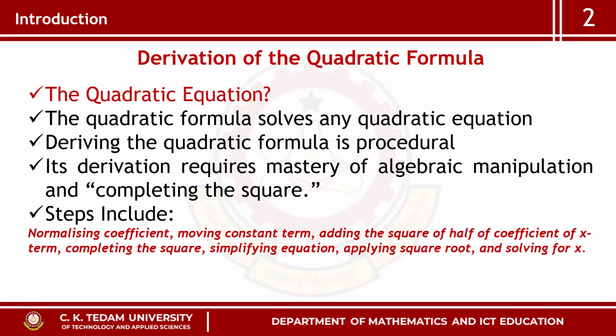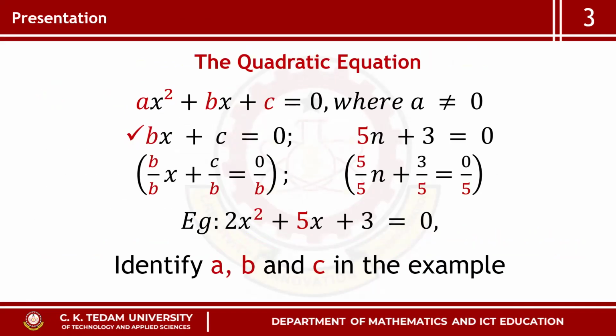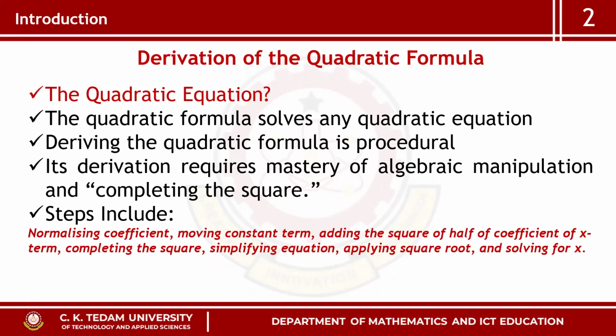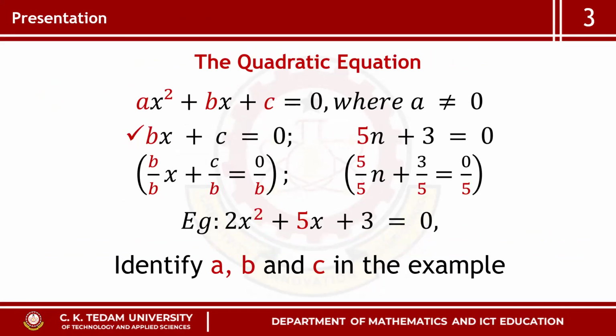Deriving this quadratic formula is procedural and it requires mastery of algebraic manipulation, and we'll be dwelling on using completing the square. Now we know, in our last meeting we've seen the form of the quadratic equation. And we said that the form of the quadratic equation is ax squared plus bx plus c equals 0.